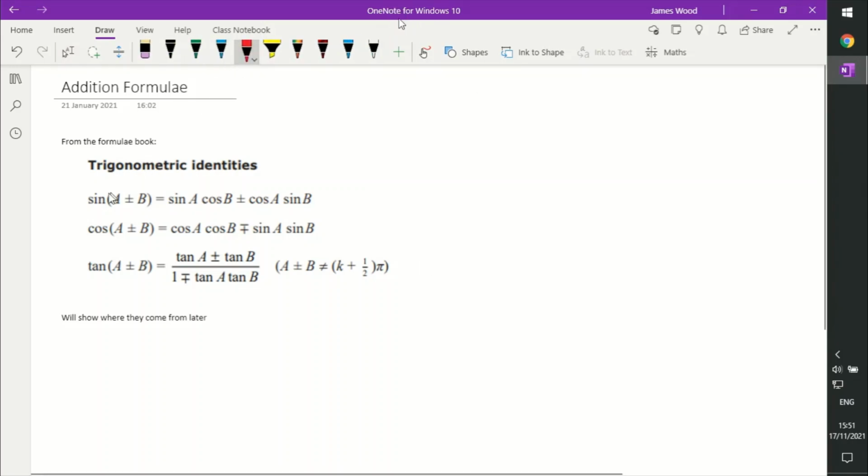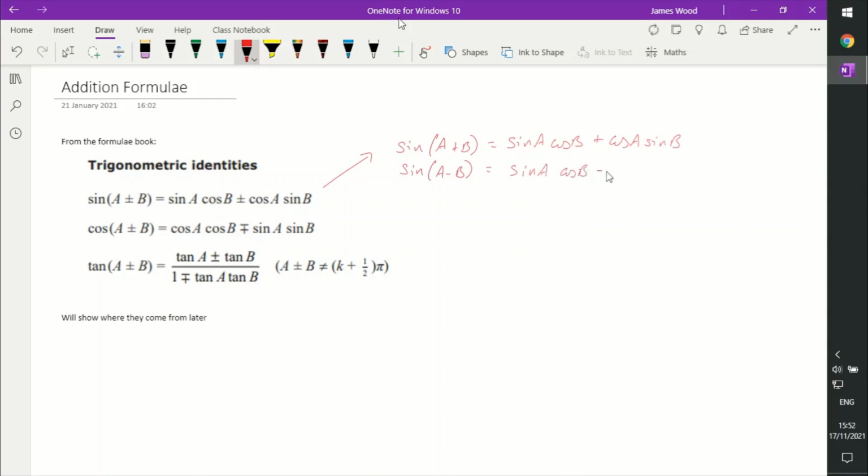So this first one, sine of A plus or minus B, is sine A cos B plus or minus cos A sine B. So there's two forms here. There is sine A plus B, and when it's a plus, then you take the top symbol from here as well. So this is then sine A cos B plus cos A sine B. And then when it's a minus, the symbol in the middle is a minus. So we've got sine A cos B minus cos A sine B.